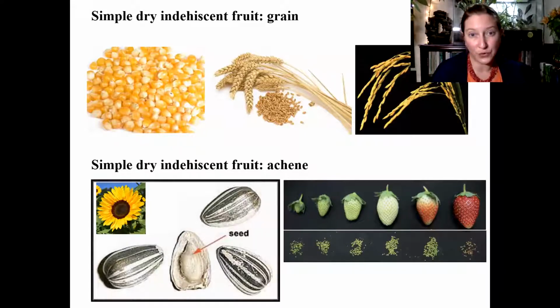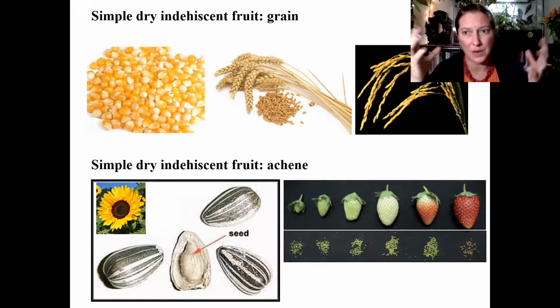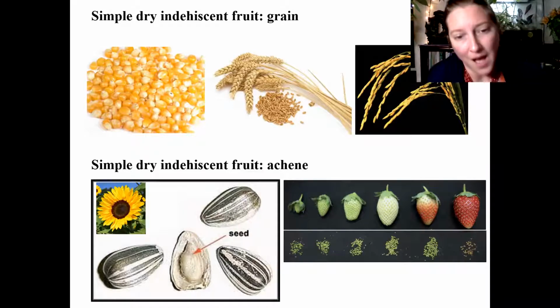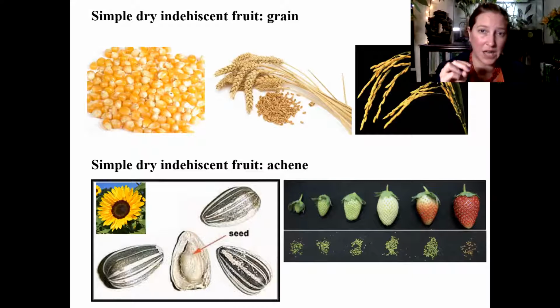More dry indehiscent fruits, we have grains on top, right? So corn is an example, and then your grasses. So these are all grasses: corn, wheat, and rice, in that order. Then there are other ones called an achene. So the sunflower seed that you get, it doesn't split open unless you make it split open, right? That's an example of an achene. Also an example of an achene are those little dots on strawberries. If you've ever eaten a strawberry, those little dots are the seeds, and each of those seeds is called an achene.